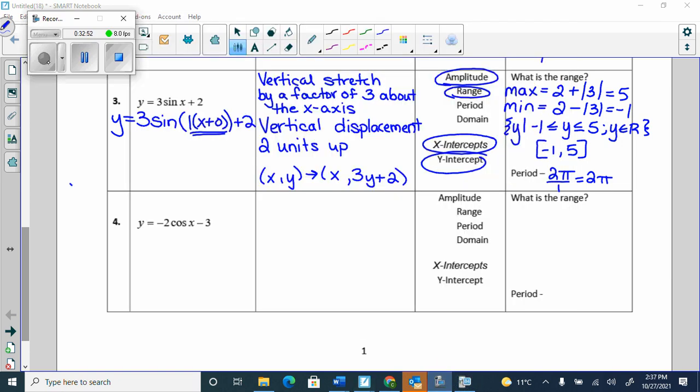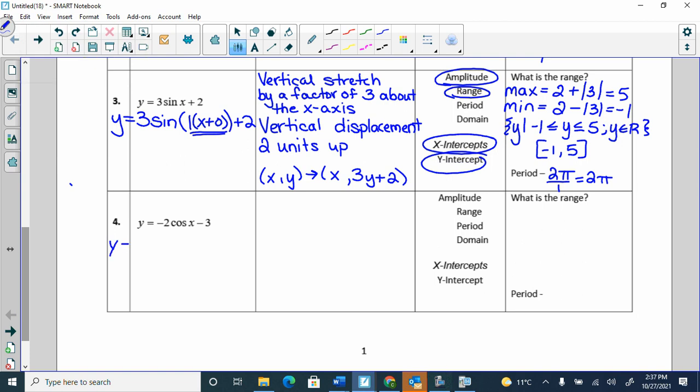Okay, so I would rewrite it myself, preferably as negative 2 cos(1(x + 0)) minus 3. So what do I have for transformations? Vertical stretch by a factor of 2 about the x-axis.